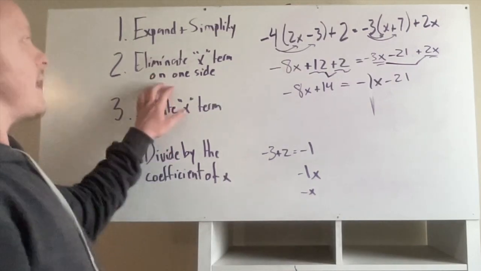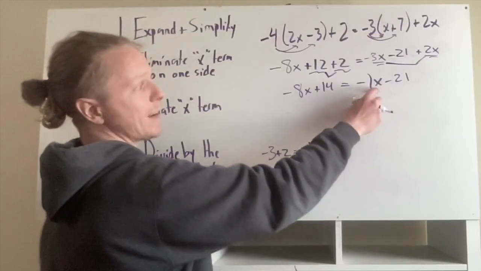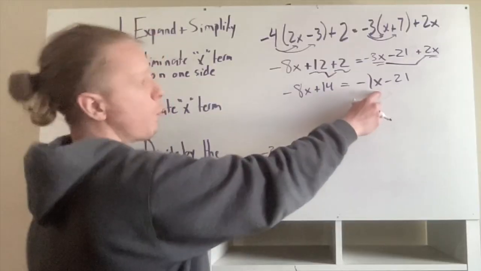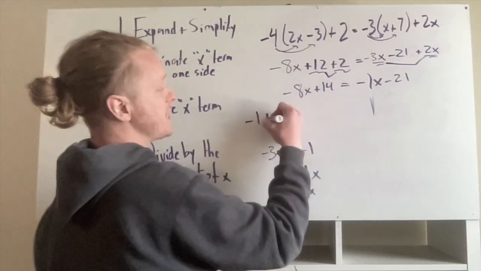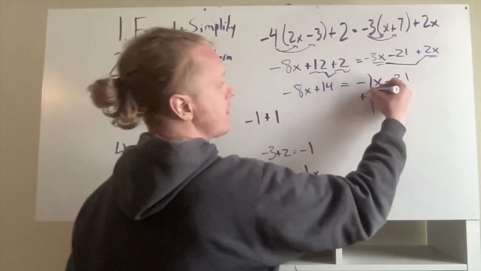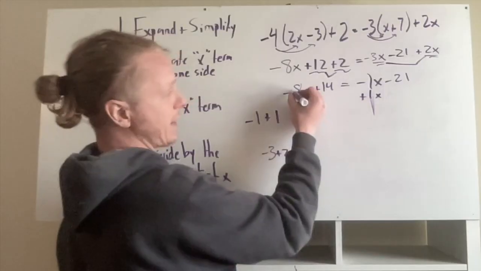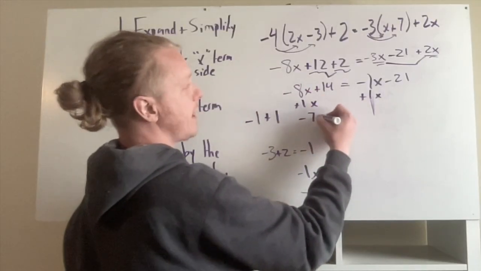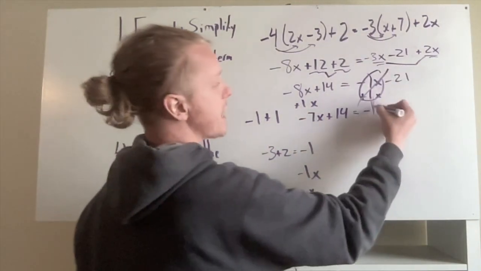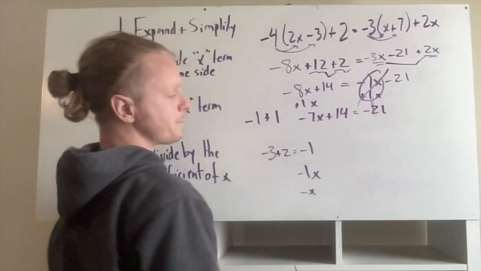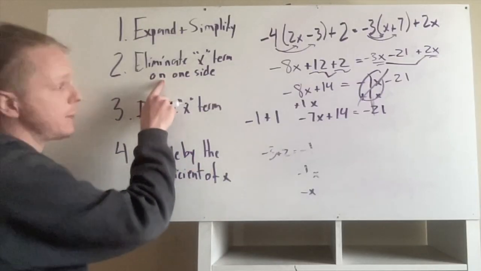So now let's eliminate the x term from one side of the equal sign. We have -8x here and -1x. Let's get rid of the -1x. What do I have to do to -1x, or what do I have to do to -1 to turn it into a 0? I actually need to add 1. So we're going to go ahead and add 1x, plus 1x. So -8 plus 1 is -7x plus 14 equals, this is now gone, so just -21. Okay, so we eliminated x from one side of the equal sign.